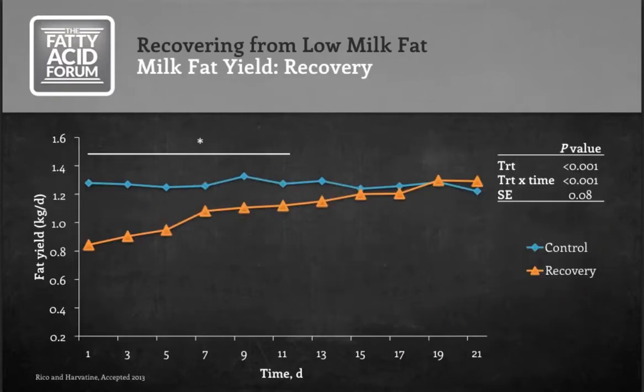We then took those cows that were low milk fat and switched them back to the control diet, and we called that recovery from milk fat depression. So here, both groups of cows are on our control diet, but the recovery cows were previously on that low forage, high oil diet. You can see that we have a progressive increase in milk fat when we switch to our recovery diet, but it is still significantly lower than control until day 13. And it's taking really until day 17 to 18 for us to get complete resolution of the milk fat depression.